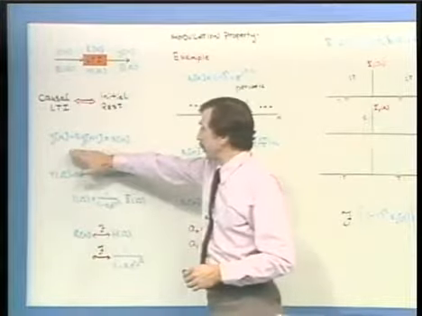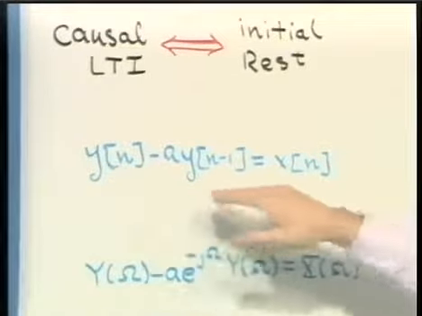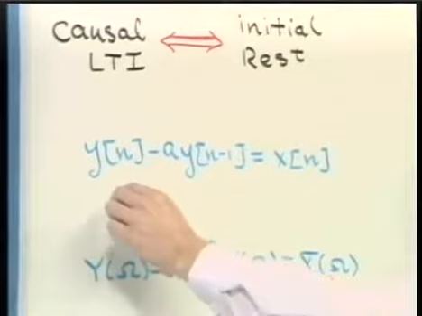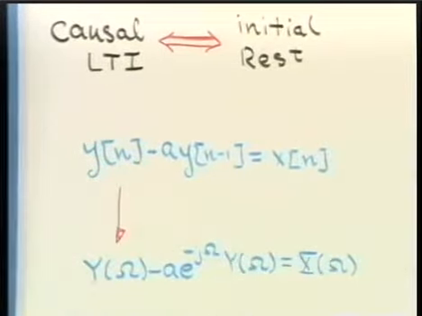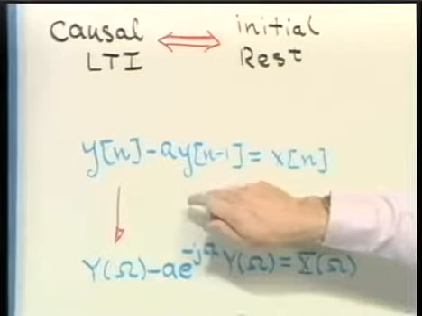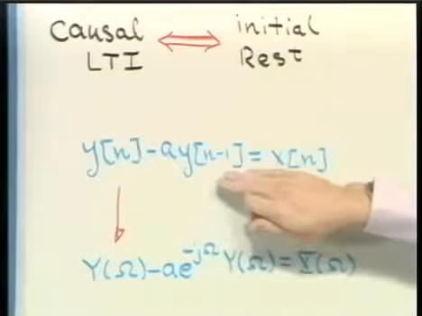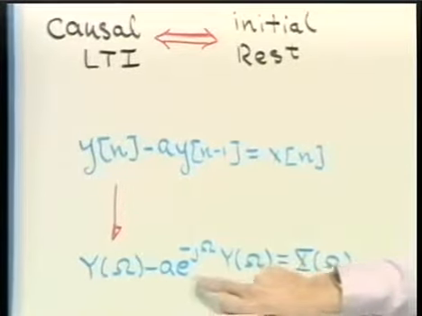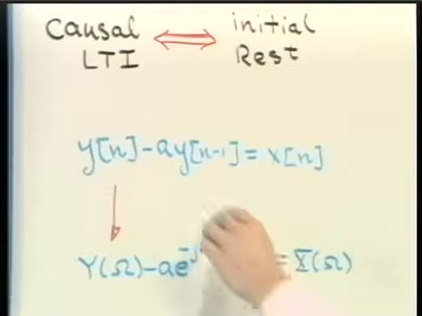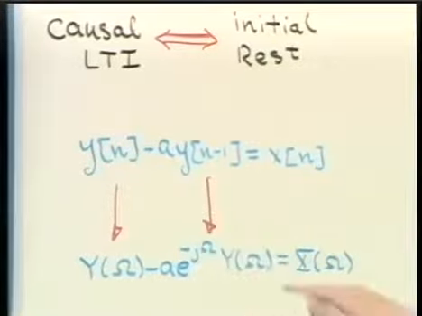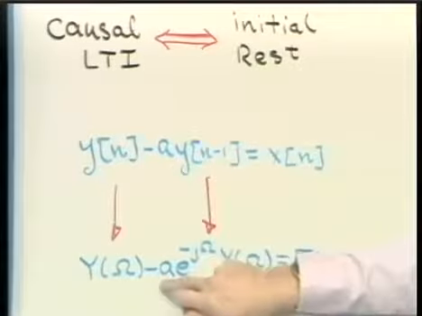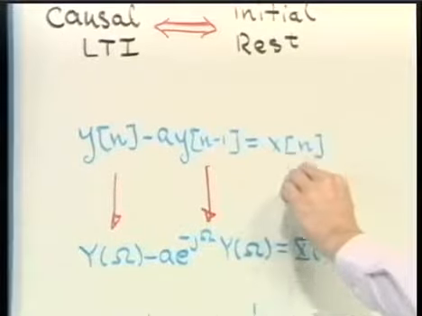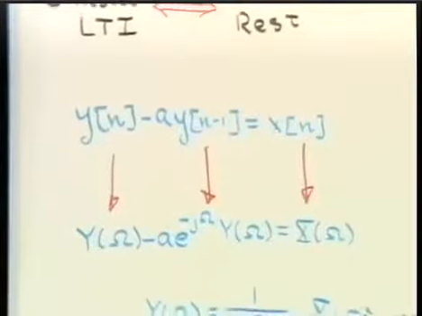Well, just as we did in continuous time, we can consider applying the Fourier transform to both sides of this equation. And the Fourier transform of y[n], of course, is Y(omega). And then using the time shifting property, the Fourier transform of y[n-1] is Y(omega) multiplied by e to the minus j omega. And so we have this. Using the linearity property, we can carry down the scale factor and add these two together as they're added here. And the Fourier transform of x[n] is X(omega).